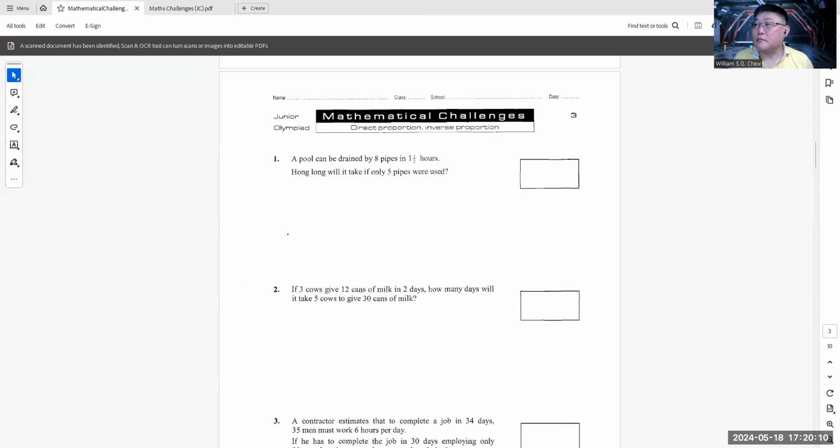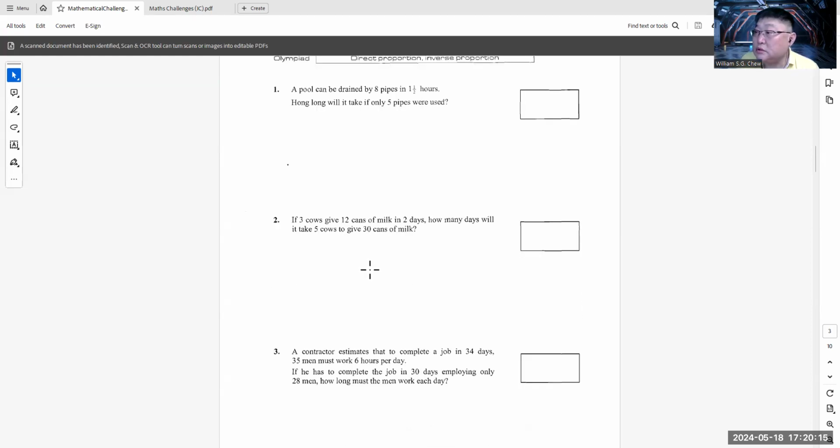Okay, here we go. So we have a simple question here. A pool can be drained by 8 pipes in 1.5 hours. How long will it take if only 5 pipes were used? For this kind of question, you just need to set it up: number of pipes, and how many hours it takes. So 8 pipes take 1.5 hours. I'll write it as an improper fraction, so it's easier to calculate later.